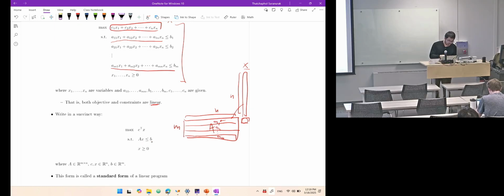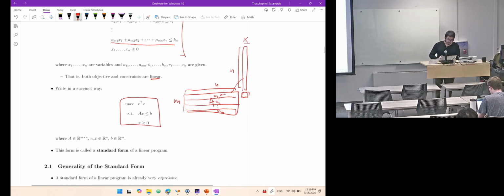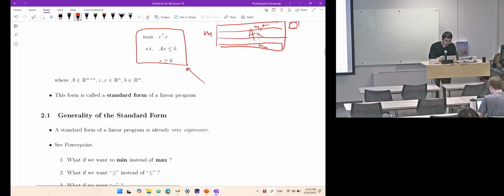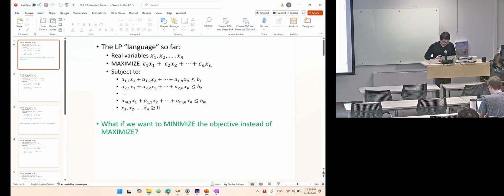And this is called the standard form of linear program. This standard form of linear program is actually very expressive. And let's see an example.